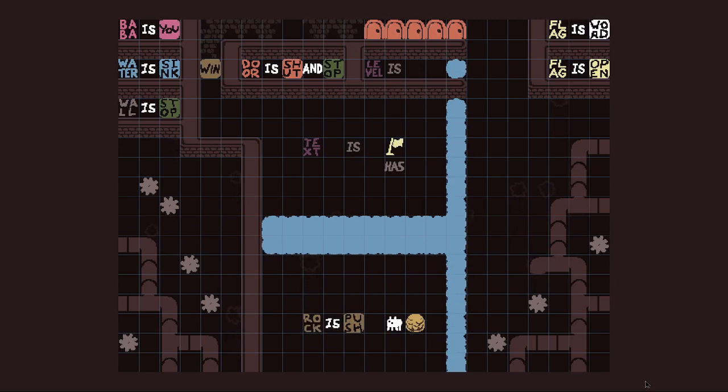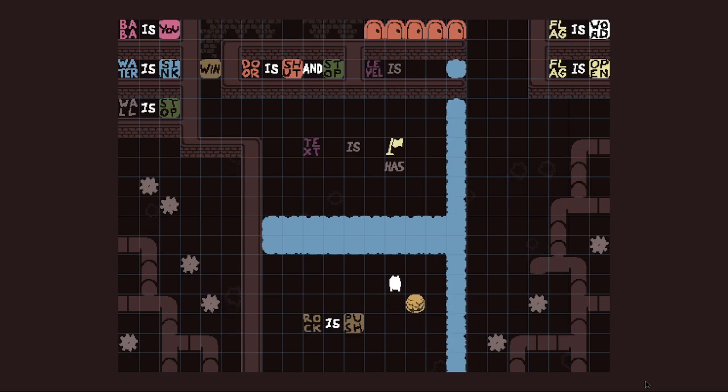Anyway, what's going on here? I haven't looked at this at all. Baba is you, water is sink. Ball is stop, door is shut and stop, level is. Then their flag is word, flag is open. The lonely text above me of text is, and then a has, and a flag, which is a word. And also, the lonely word win that's trapped between two walls that are stop, and then there's water here, and I see rock is push. And then there's also the level.